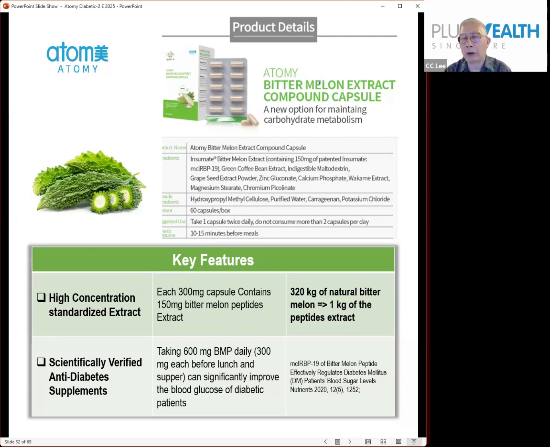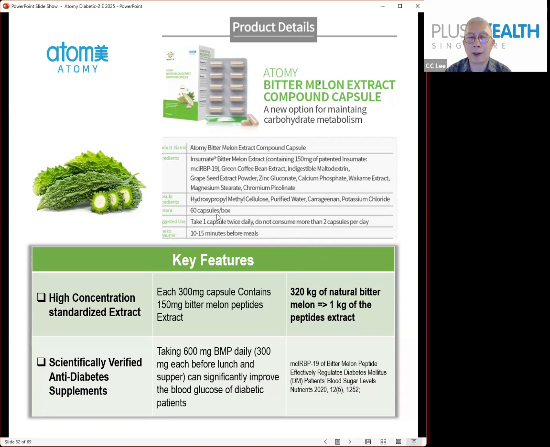So that means this is a highly concentrated extract, which means it has high potency. So high potency comes with high side effect if you overdose. Remember that, all right? This is a compound that has also been verified. There are clinical papers that show the effective dosage. The effective dosage used clinically in this study is 600 milligram of the bitter melon peptide daily, right? 600 milligram bitter melon peptide is equal to how many tablets?